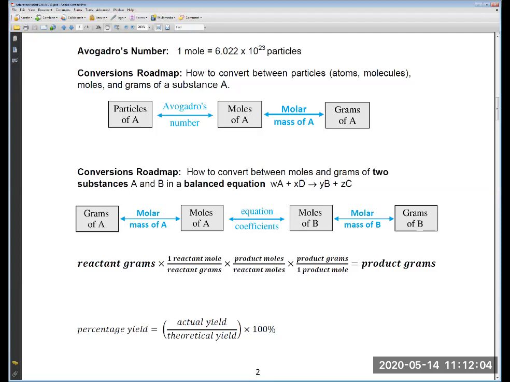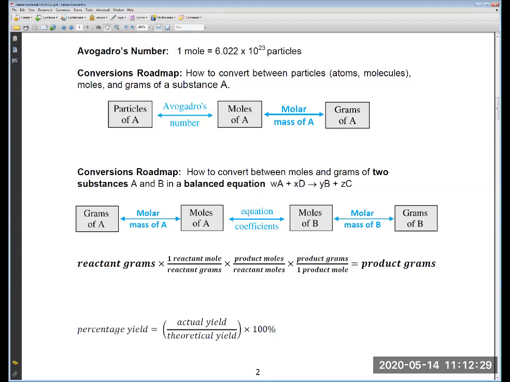So it says you need the Avogadro number between particles and moles, and you will need the molar mass when you are converting between moles and grams. So what we did today, stoichiometry, corresponds more to this type of roadmap where you are dealing with different substances that are related together in a balanced equation.